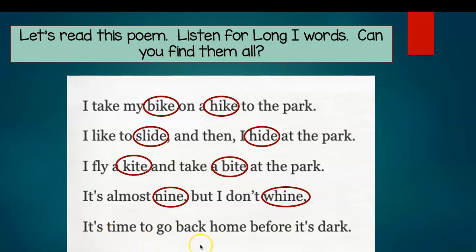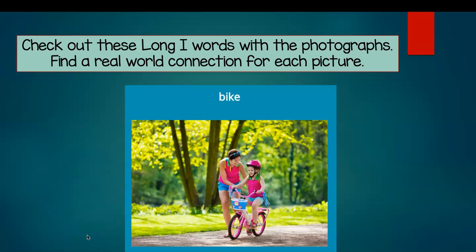Last one. There's only one magic E word here that has the long I sound. This one. What word is that? Time. Good job, friends, finding those magic E rhyming words.